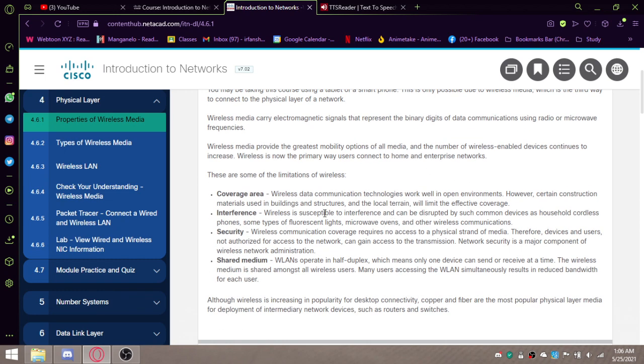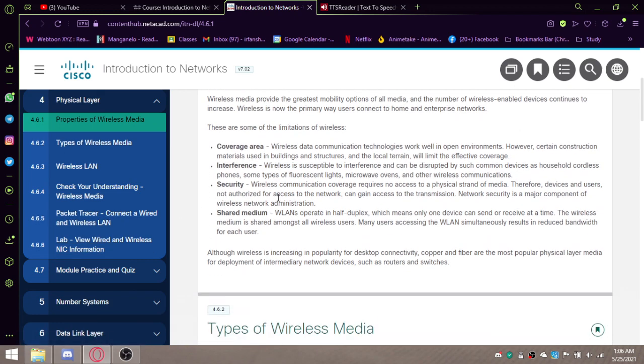These are some limitations of wireless. Of course, dia punya coverage area. But also interference, security and shared medium. Wireless data communication networks work well in open environments. However, certain construction materials used in buildings and construction, and local terrain, will limit the effective coverage.